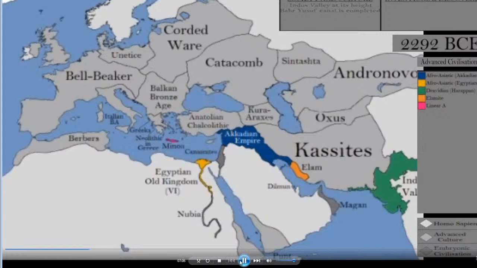All right, here we are, the Akkadian Empire. So the Akkadian Empire has kind of consumed Sumer, right? And Egypt is still not big.